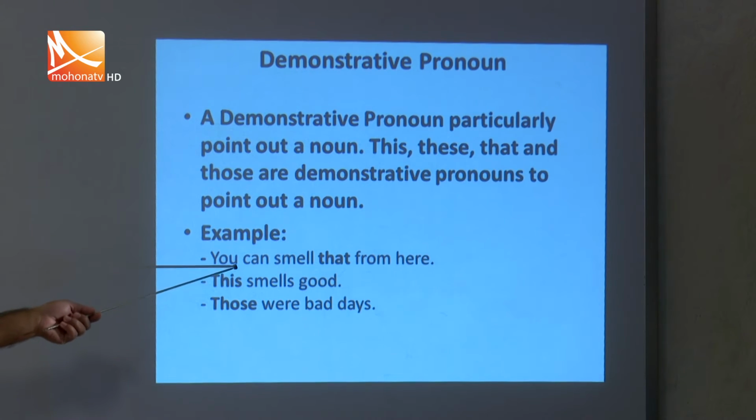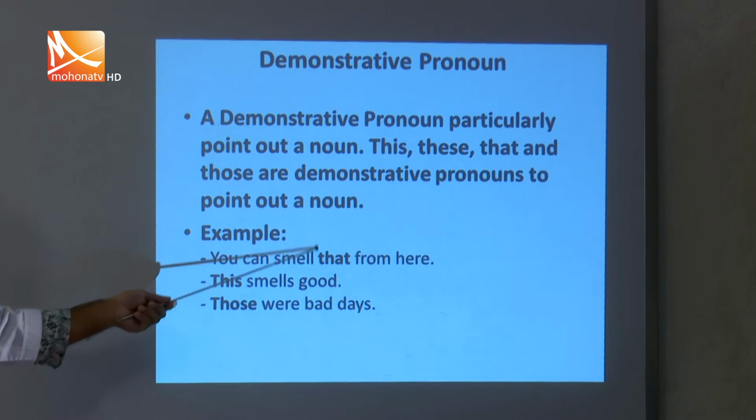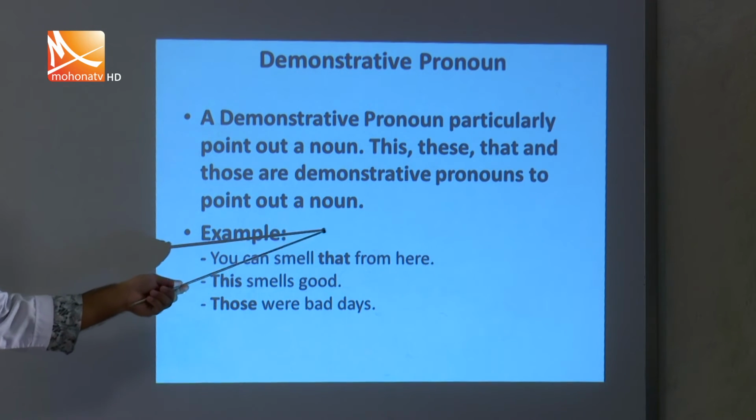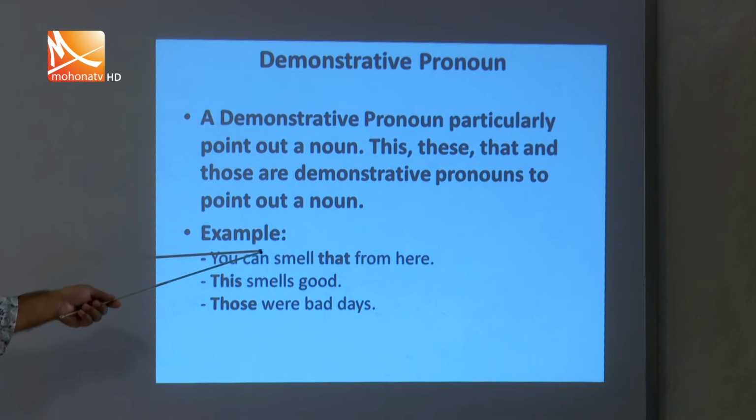For example, you can smell that from here. Actually, that indicates a noun in that sentence. For that reason, it is a demonstrative pronoun. This smells good. In this sentence, this is also a demonstrative pronoun.